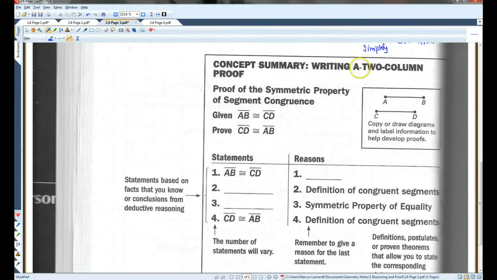Alright, concept summary. Writing a 2-column proof. Given AB is congruent to CD, prove CD is congruent to AB. Okay, so we know AB is congruent to CD. That's given. If they're congruent, then they're also equal. That's the definition of congruent segments. If they're congruent, that means they're pretty much the same length. If AB equals CD, then CD equals AB. That was a property that we learned before. And once again, if they're equal, then they're congruent. Okay?